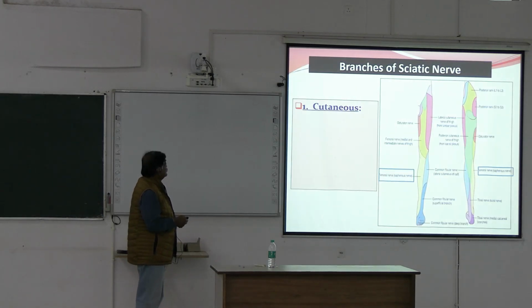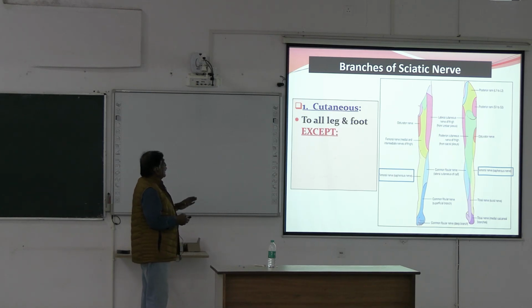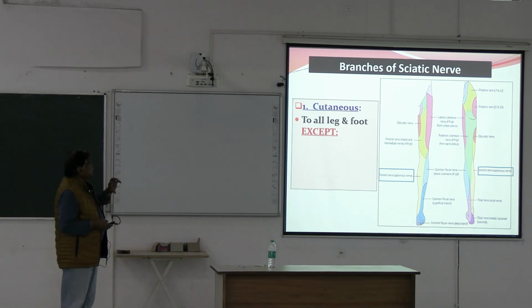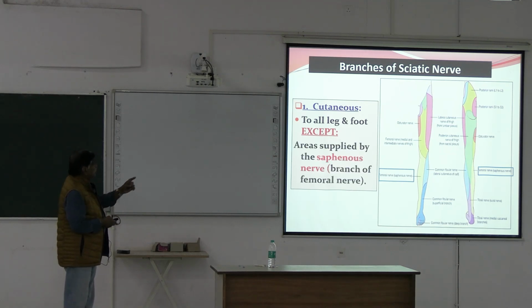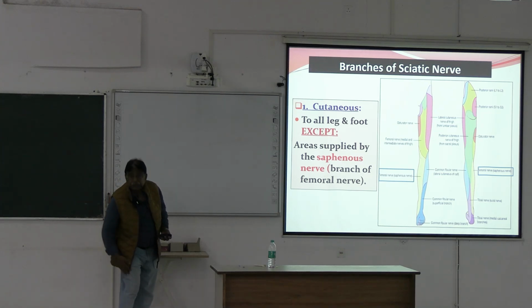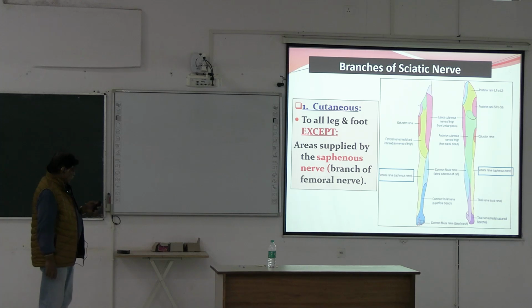Now branches of the sciatic nerve. These are the cutaneous branches to all of the leg and foot, except the area supplied by the saphenous nerve, a branch of the femoral nerve. The cutaneous branches supply the skin of all the leg and the foot, except the area supplied by the saphenous nerve, branch of the femoral nerve.